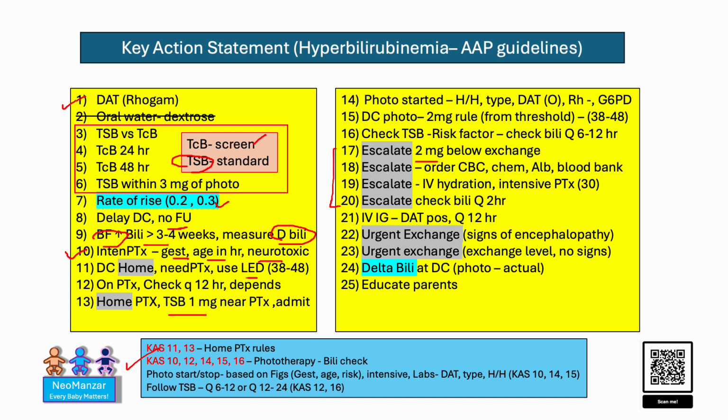Escalate means you prepare the baby for exchange, and of course when you prepare, you start IV hydration, intensive phototherapy, call the blood bank, get the labs done. That's understandable. Then of course when you reach there and there is hemolysis, you start IVIG and you can give it Q12 hour. And then urgent exchange, we all know that if signs of encephalopathy develop or if the curves are showing exchange, you should do exchange.